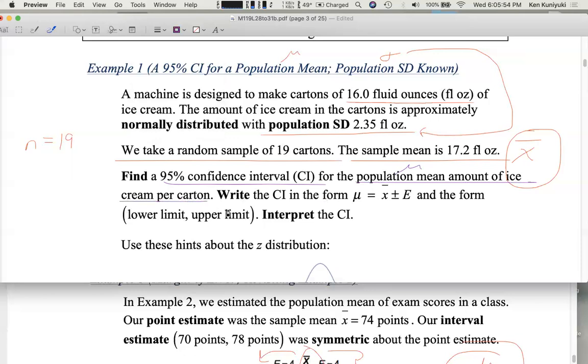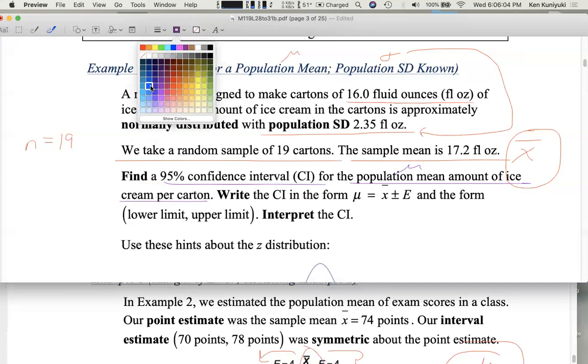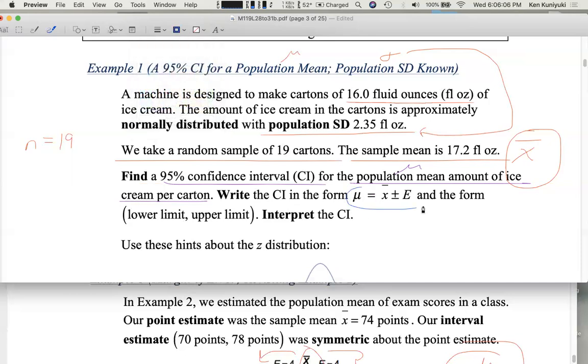per carton. Okay, so we're going to write the confidence interval, the CI, in two forms. One is in this form. I'll put this in blue. We're going to say that the confidence interval for mu is going to consist of the sample mean, give or take a margin of error, E.